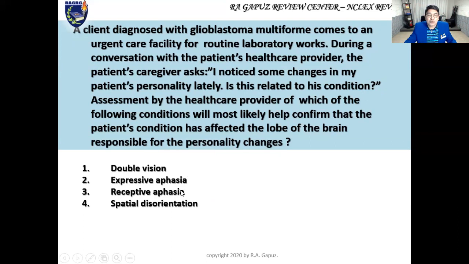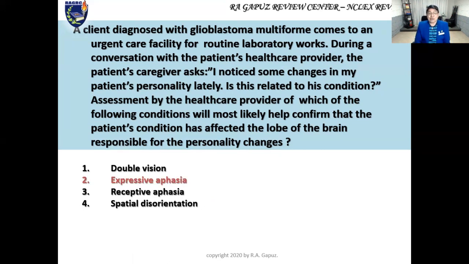We're left with two things: expressive aphasia, which is actually due to the impairment of the Broca's motor speech area, and receptive aphasia, which is due to the impairment of the Wernicke's language area. The Wernicke's language area is found on the temporal lobe, and the Broca's motor speech area is found on the frontal lobe. Therefore, it's found in the frontal lobe. Therefore, the correct answer is definitely expressive aphasia.